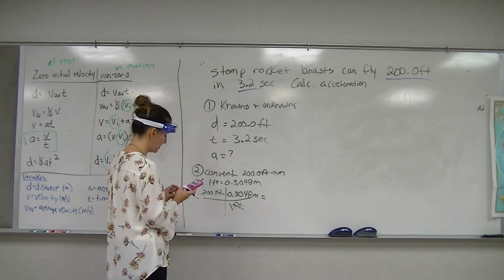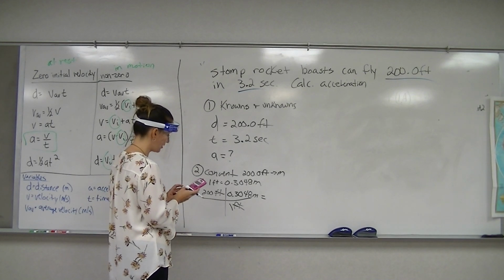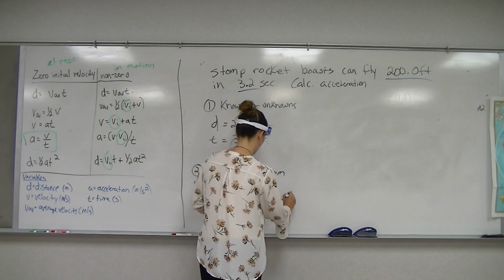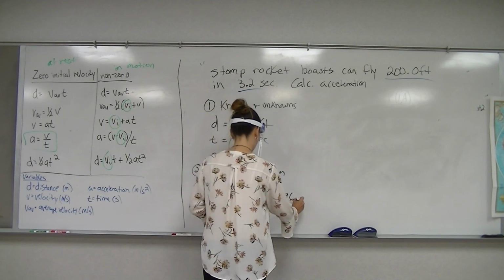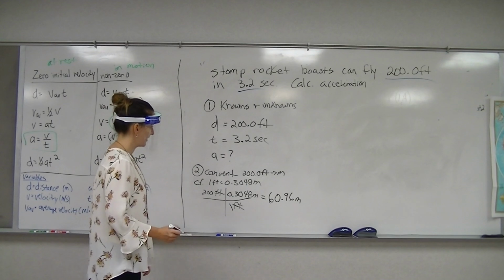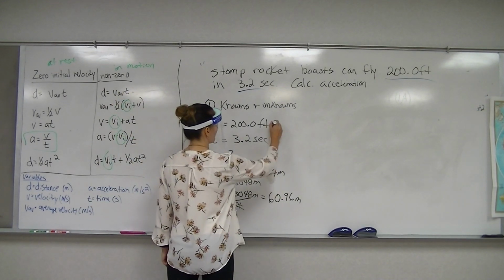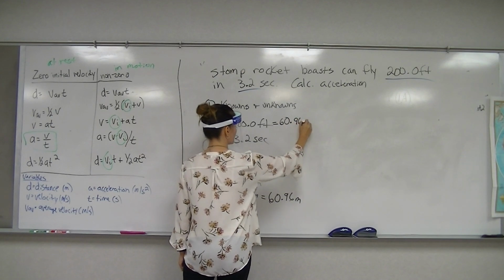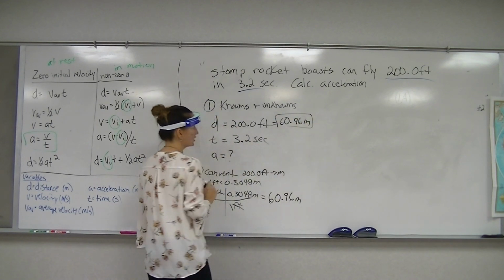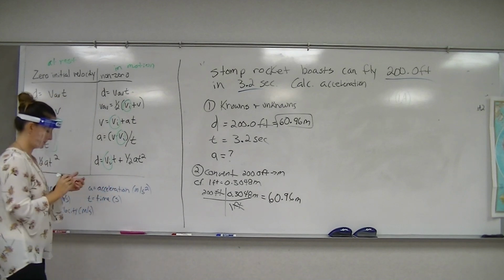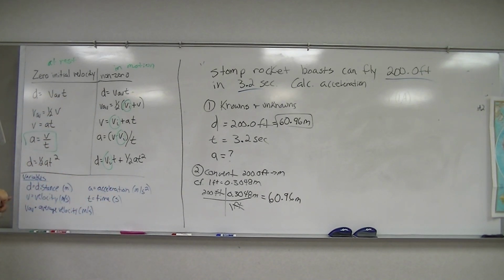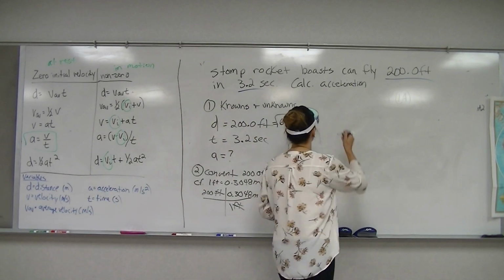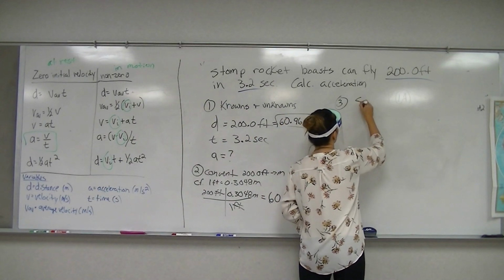And remember, since this is just an intermediate step, we're not going to worry about significant figures. Actually, it turns out it has exactly as many as you need, but we're going to take this number and replace it where distance is. Because this meters is the version that we want to use in these equations. All right, so knowns and unknowns, done. Convert if necessary, done. Step 3, find an equation and solve.